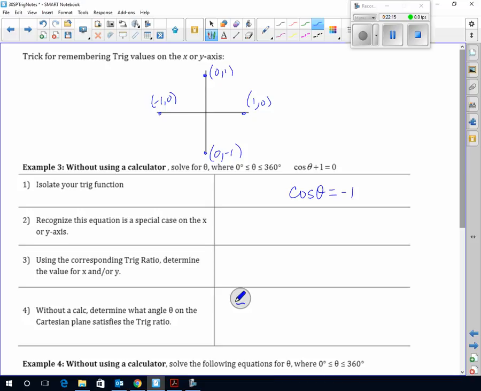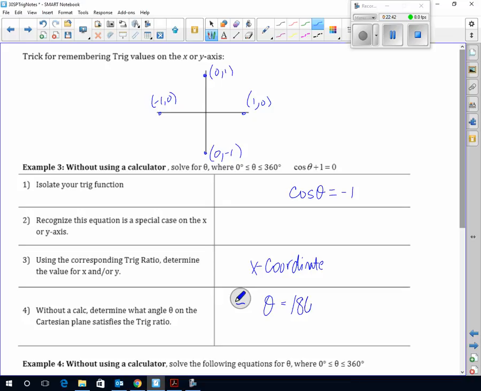Using the corresponding trig ratio, determine the value for x and or y. This is the x coordinate. So without a calculator, my theta is 180 degrees. There's no other spot, right? Okay.